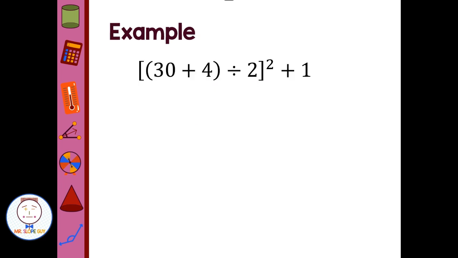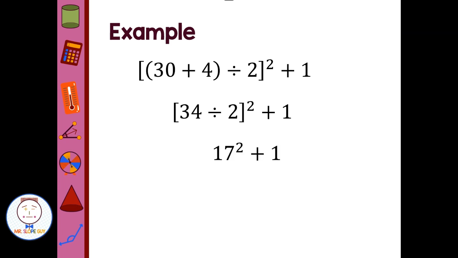So for example, this problem, I have parentheses and I have brackets. So I want to start with the innermost grouping symbol, which in this case is my 30 plus 4 inside those parentheses. And 30 plus 4 will give me 34. Then working my way out to the brackets, I have 34 divided by 2. 34 divided by 2 is 17.